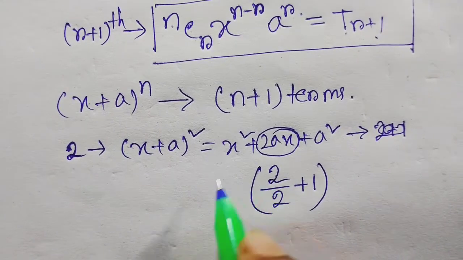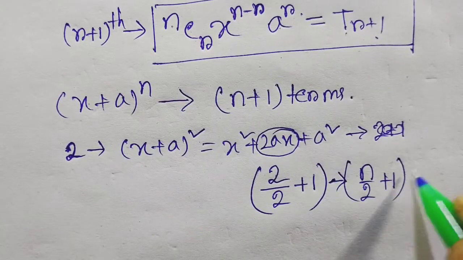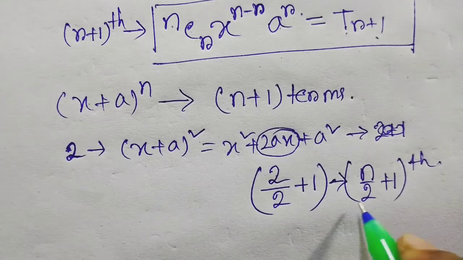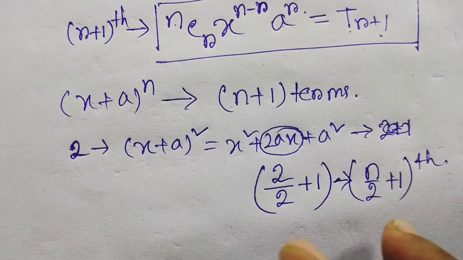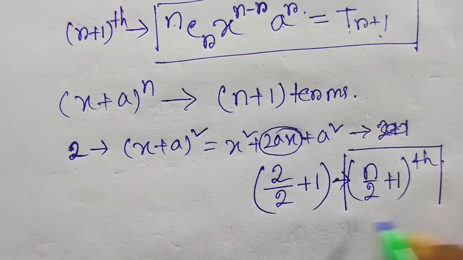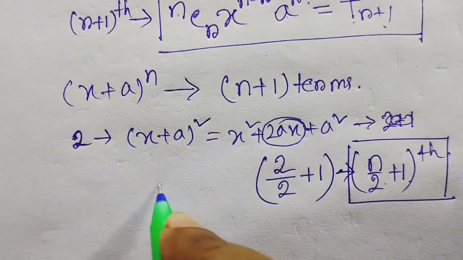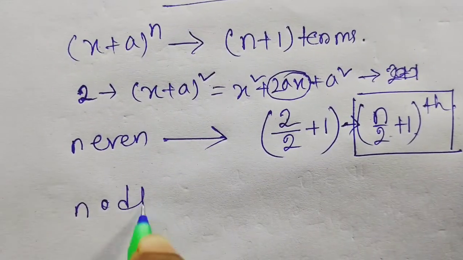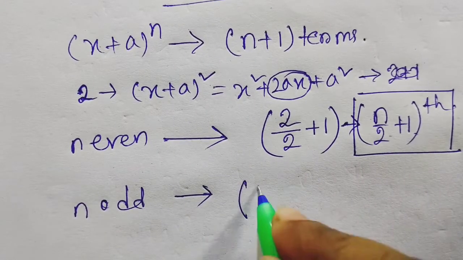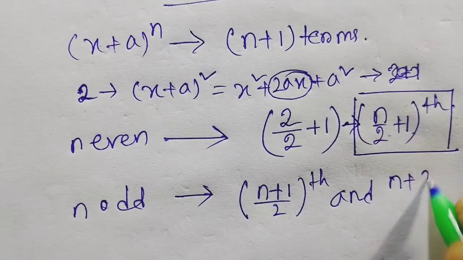Okay, so what is the general term? n by 2 plus 1. This is the general term of n even. So if n is even, then the middle term will be n by 2 plus 1. But when n is odd, and when n is odd, then the general terms should be (n plus 1) by 2 and (n plus 3) by 2. Here 2 terms.